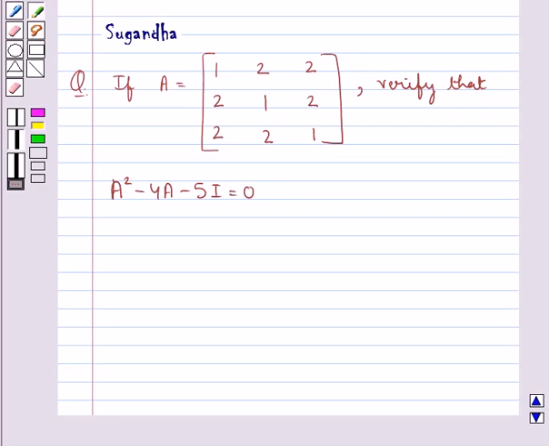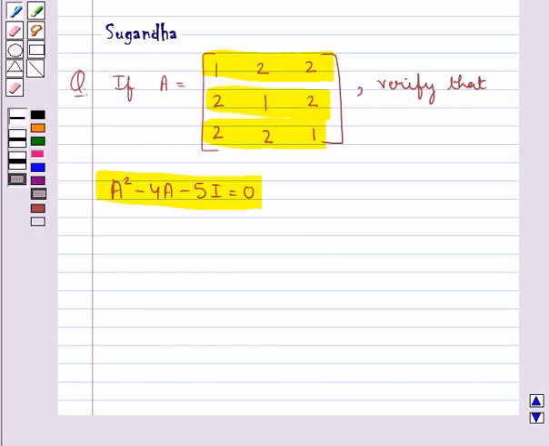In this session, we discuss the following question which says, if A is equal to the matrix of order 3 by 3 with elements 1, 2, 2, 2, 1, 2, 2, 2, 1, verify that A square minus 4A minus 5I is equal to 0. Let's move on to the solution.